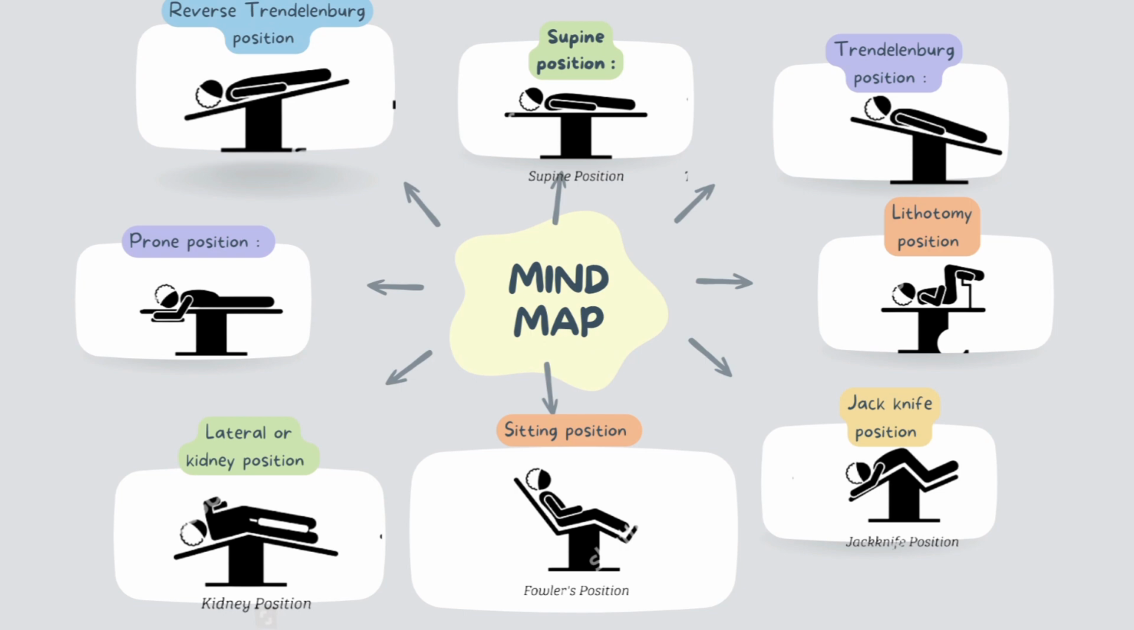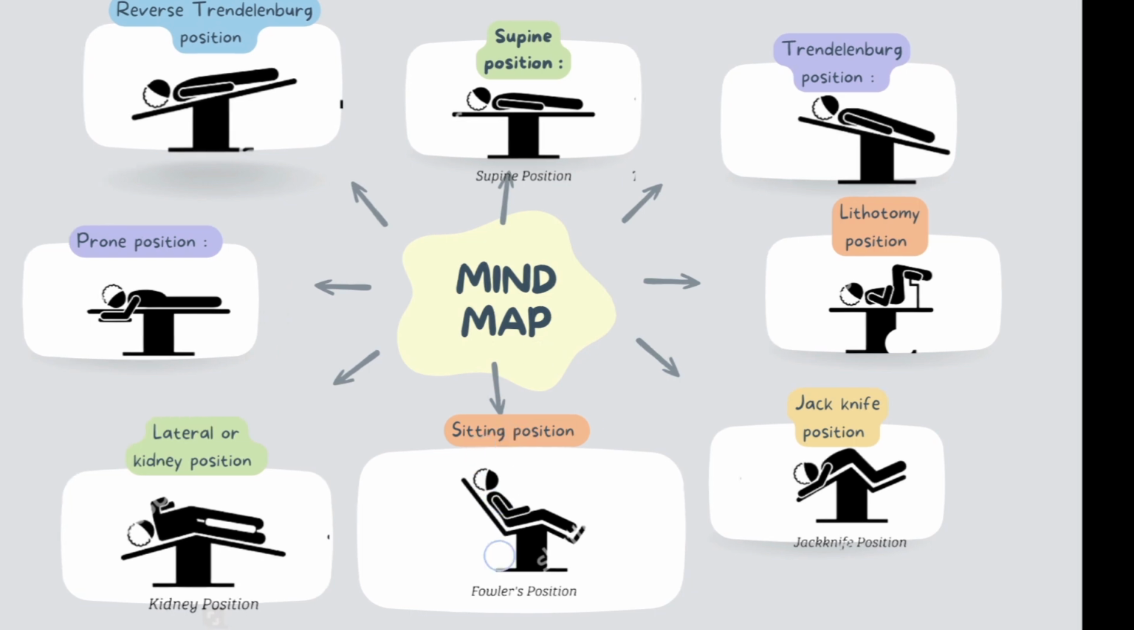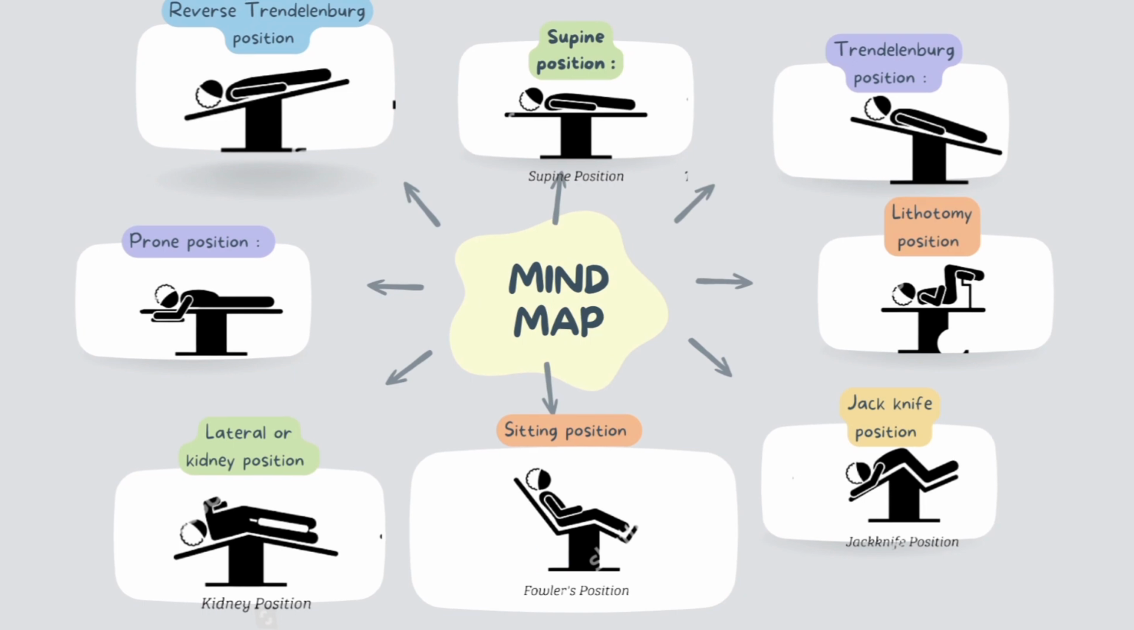The third one is the jackknife position, and here you can see the chest of the person is compressed and there can be some issues with this which we will be seeing in a few minutes. This right here is the sitting position. So here the person's head is raised and this person is in a sitting or Fowler's position. This is a lateral or kidney position. The name is self-explanatory. This is a prone position.